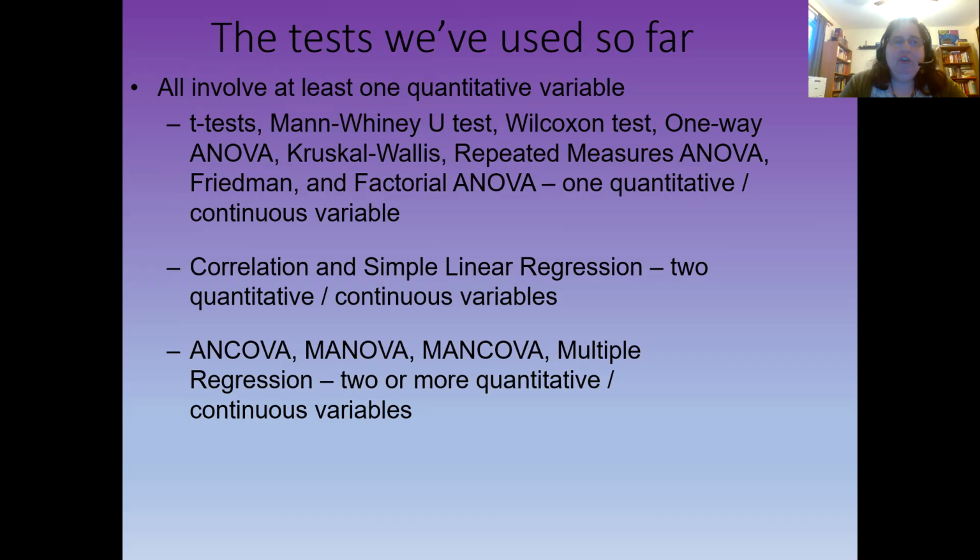Then we talked about correlation and different types of correlation and simple linear regression, and these had two quantitative continuous variables. And when we talked about things like ANCOVA and MANOVA and MANCOVA and multiple regression, we had two or more quantitative continuous variables. Okay, so we had one, we had two, we had potentially more than two.